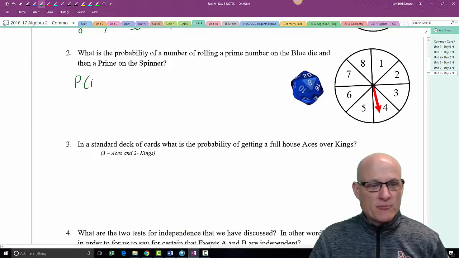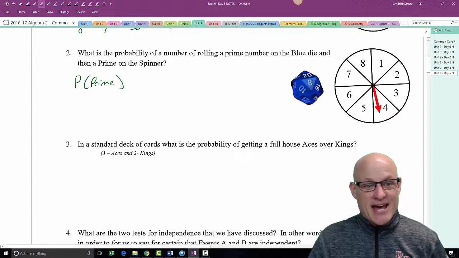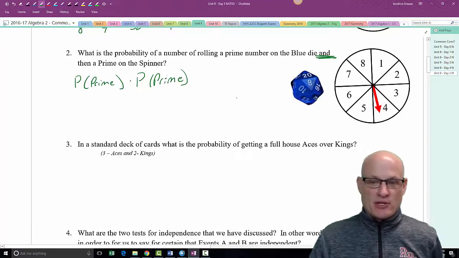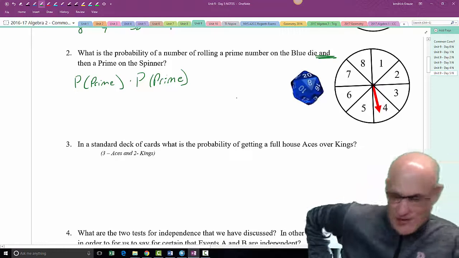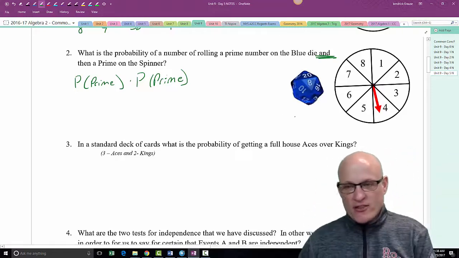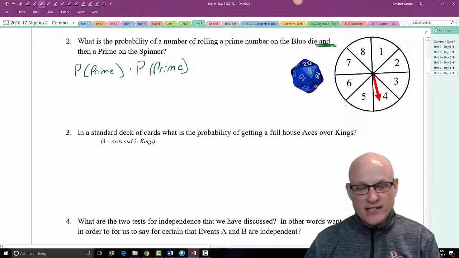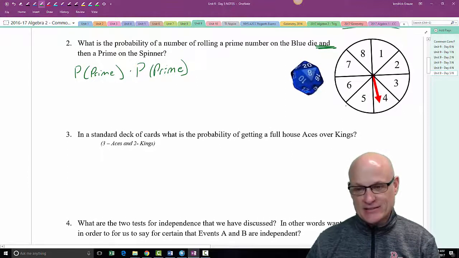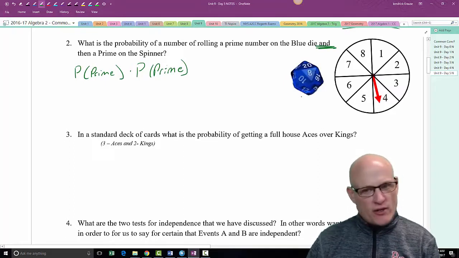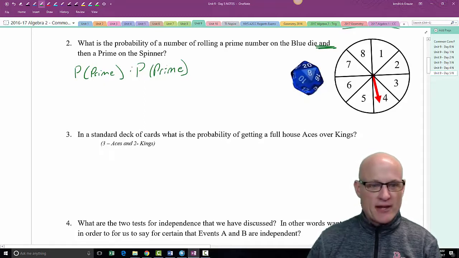This is going to be the probability of prime and the probability of prime. And means multiply. Now, why can I just multiply these probabilities? Because rolling the die has no effect on the spinning of the spinner. Rolling this die had no effect on how I spun the spinner. Rolling this blue die has no effect. It does not change the probability in the least. The probability of getting prime on the spinner, whether I roll the die or don't roll the die, has no effect. So I can just multiply those probabilities.